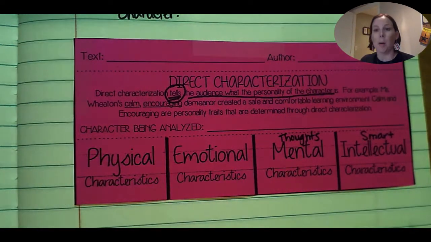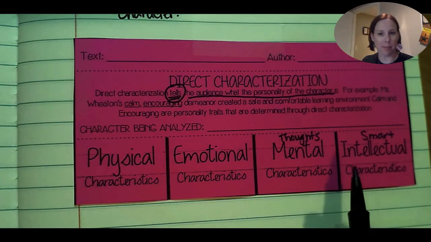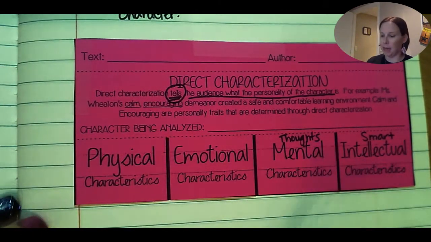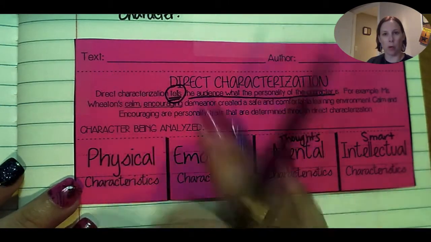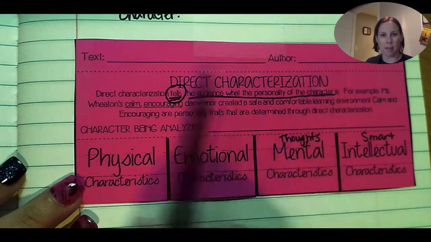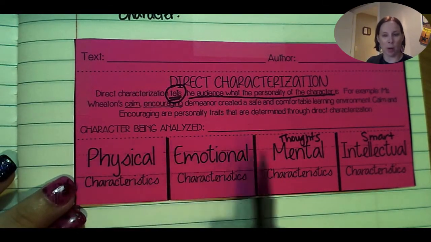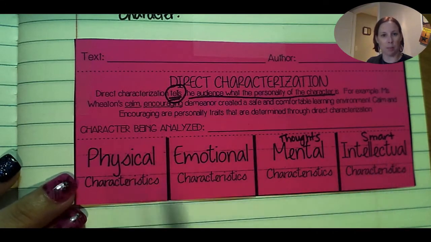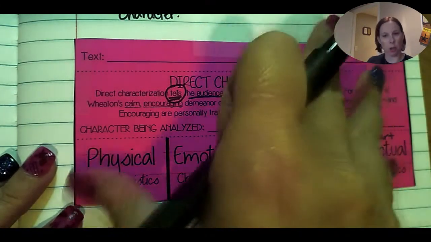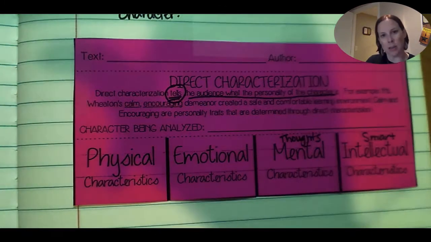Okay. But these are directly told to us. Now, what we're going to be doing is we're talking about it now, but I'm going to have you guys do this for a character in our text. So we're going over what this all means so that you can actually do this page on your own, most likely in class. Okay, so that's direct characterization.